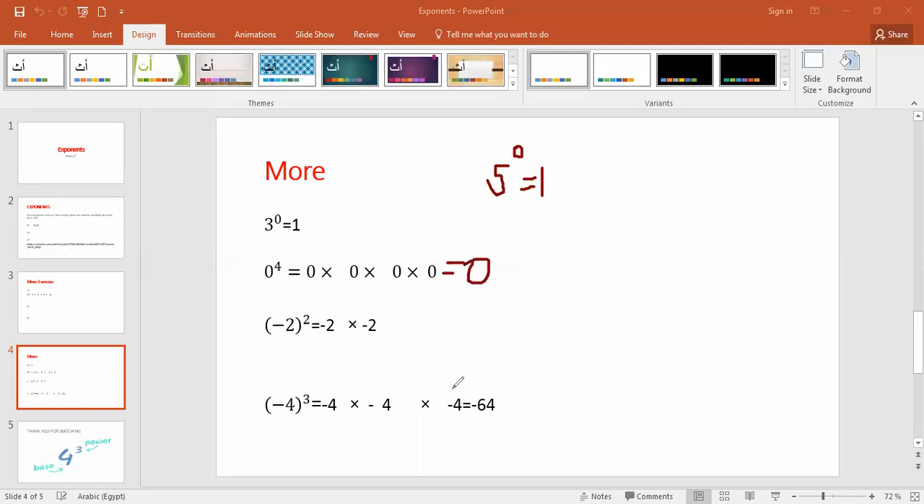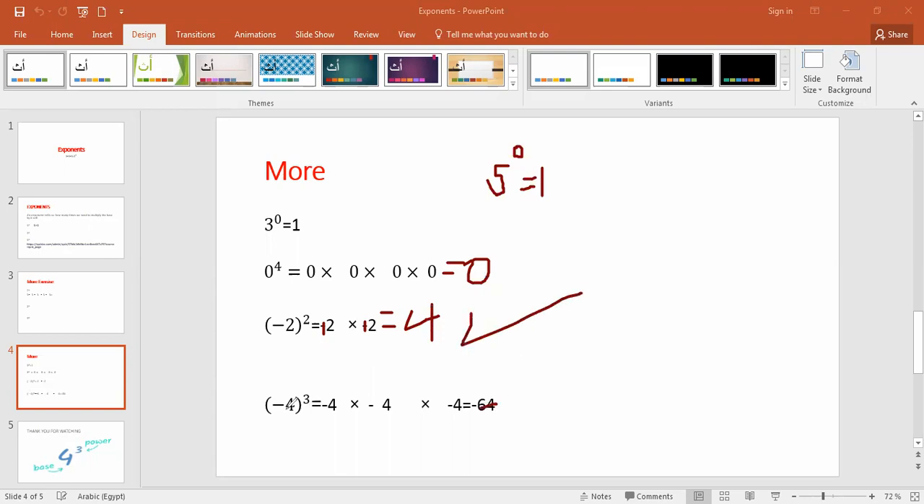Okay, another concept. -2 power of 2. When the power is an even number, the negative sign cancels. -2 power of 2 means -2 is repeated how many times? 2 times. -2 times -2. Negative and negative cancel. 2 times 2 is equal to 4. So -2 power of 2 is equal to 4.